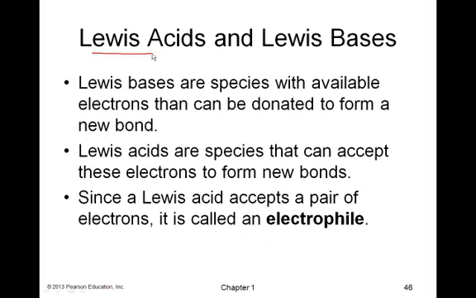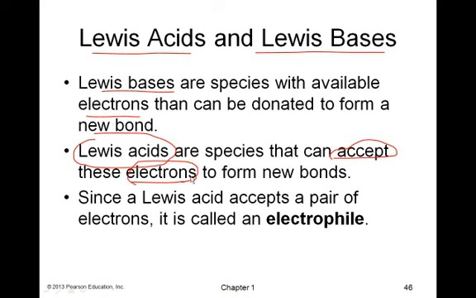Lewis acids and bases. Okay, a Lewis base is again something that has a lone pair of electrons. Here's the Lewis base, with its available electrons. Lewis acids are electron deprived, and so these are going to accept electrons. Since Lewis acids can accept electrons, they are electron deprived, and so we call them electrophiles because they would love to have electrons. So we'll be using electrophile and Lewis acid a lot synonymously.